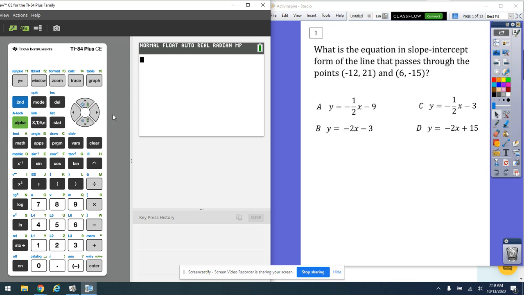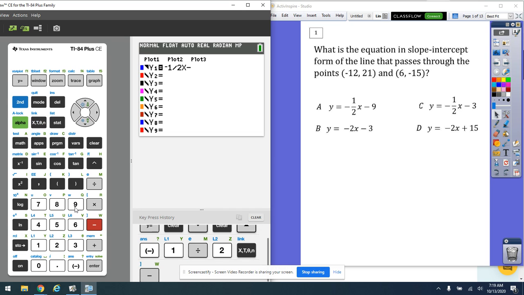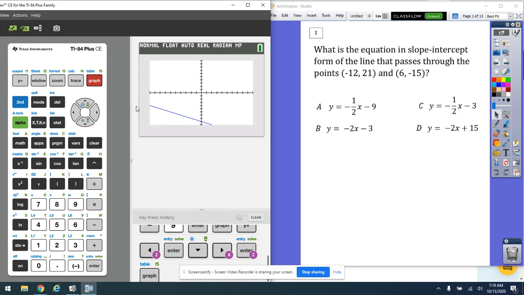The first thing I'm going to do on my calculator, the one on your Chromebooks, is go to the y equals. Let me clear these out real quick. Then I'm going to look at answer choice A. I'm going to do -1 divided by 2, my x, -9. When I type that in, I get this little line, and I'm going to take a look at that graph. I need a regular line. There you go, and then enter. Now graph. So here's our little line.